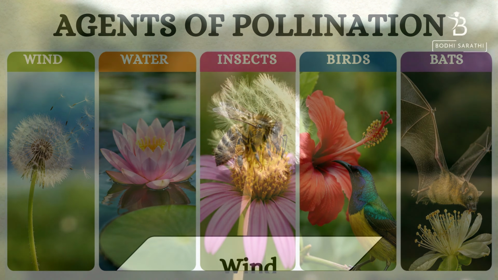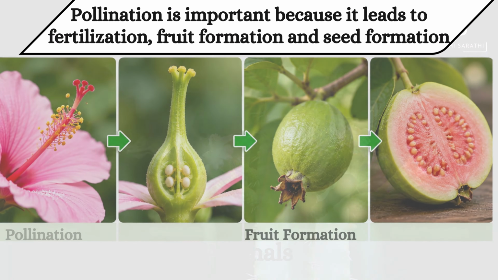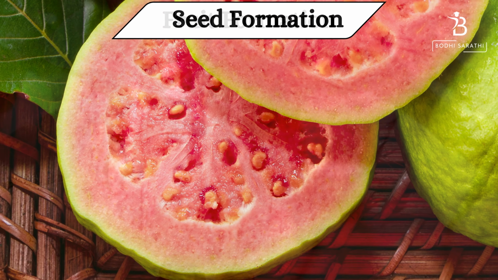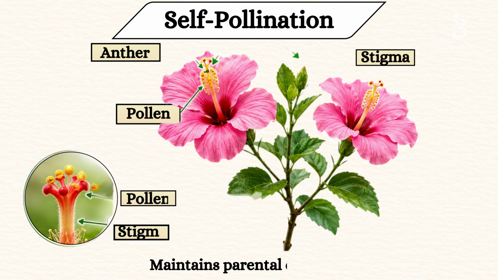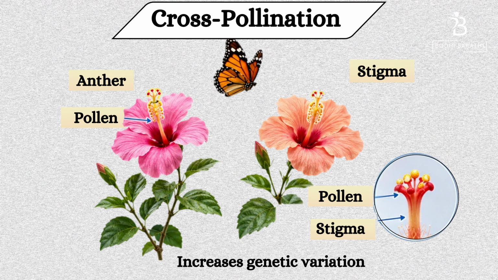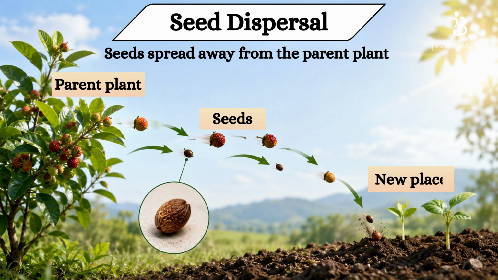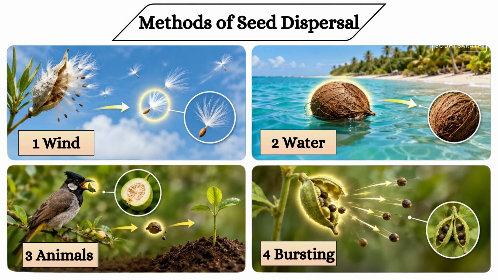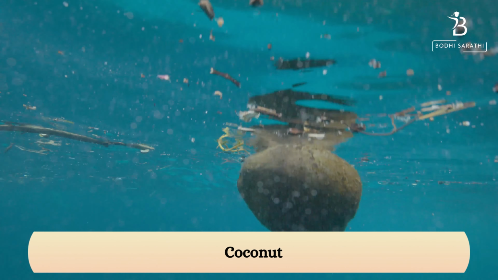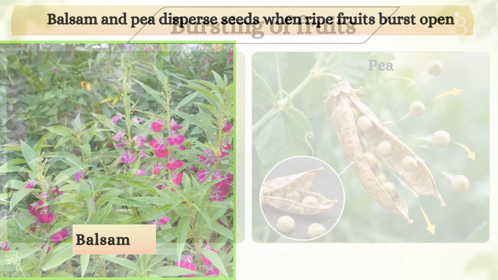Agents of pollination. Wind, water, insects, birds, animals. Pollination is important because it leads to fertilization, fruit formation, and seed formation. Self-pollination helps maintain parental characters, while cross-pollination increases genetic variation among plants. Seed dispersal. Seed dispersal is the spreading of seeds away from the parent plant. Methods of seed dispersal. Wind, cotton and calotropis. Water, coconut. Animals, mango and guava. Bursting of fruits, balsam and pea.